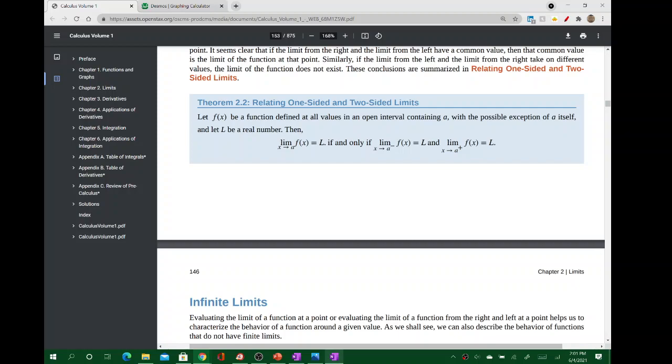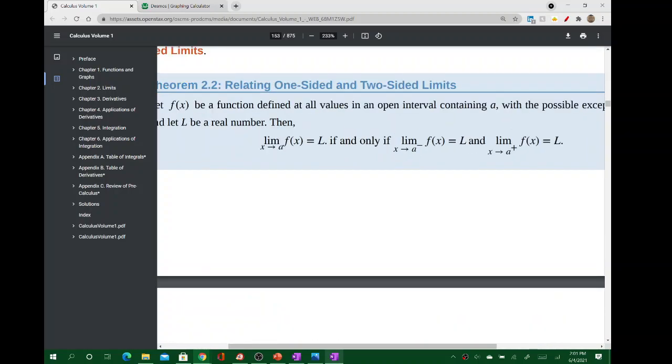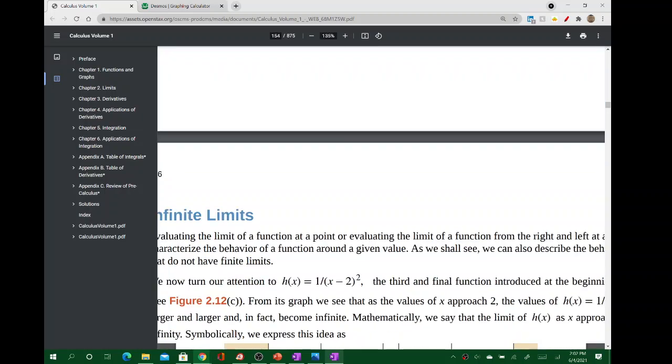It says, let f of x be a function defined at all values in an open interval containing a, with the possible exception of a itself, and let L be a real number. So this is true: the limit as x approaches a of f of x equals L if and only if the limit as x approaches a from the left of f of x equals L, and the limit as x approaches a from the right of f of x equals L. Okay.